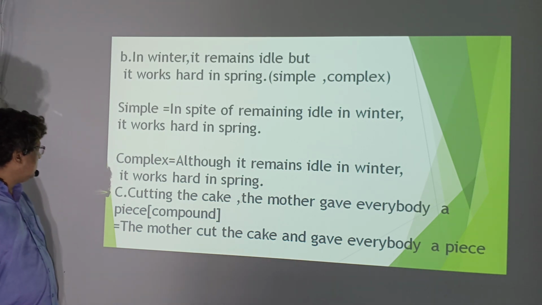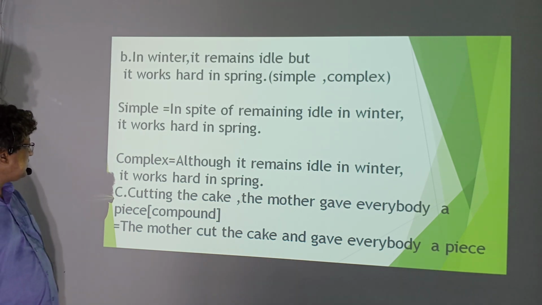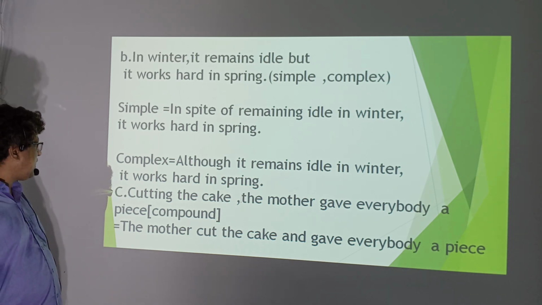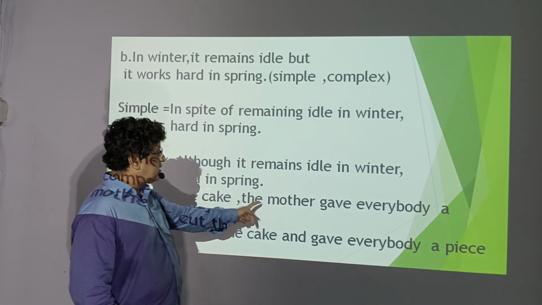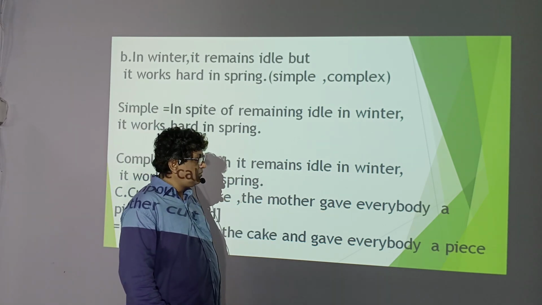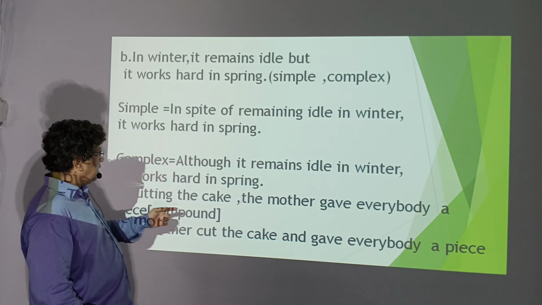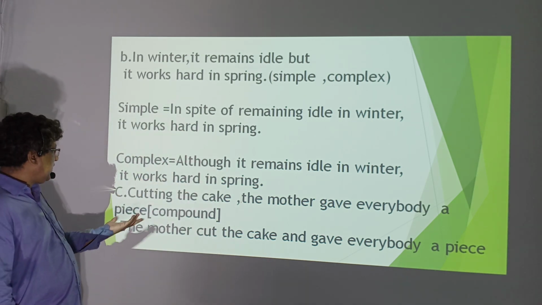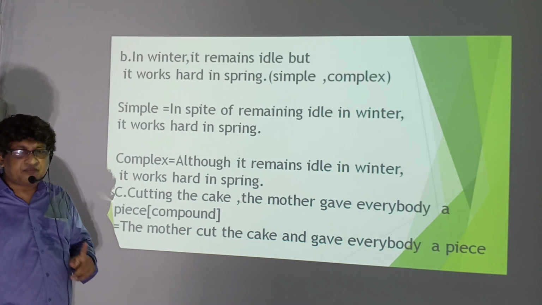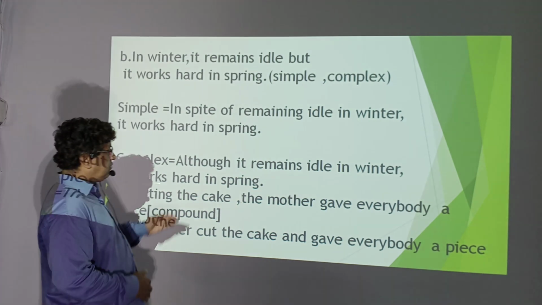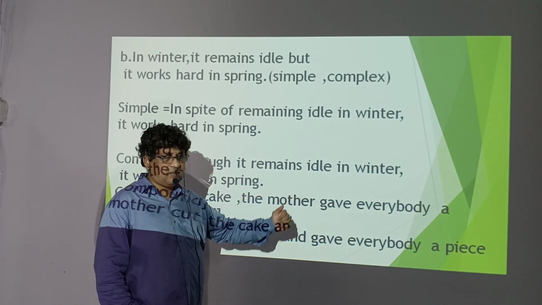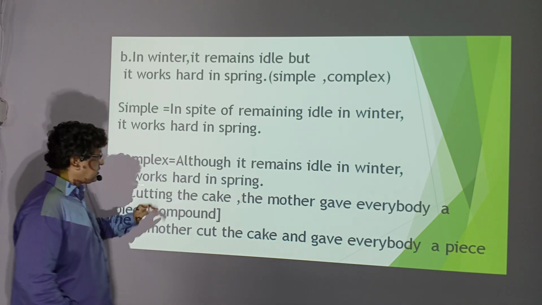Now the last one. Cutting the cake, the mother gave everybody a piece. Here, the mother is the subject, gave is the main verb, and everybody is the object. The words cutting the cake are a phrase. So we have a phrase, a subject, and a main verb. So it is a simple sentence.